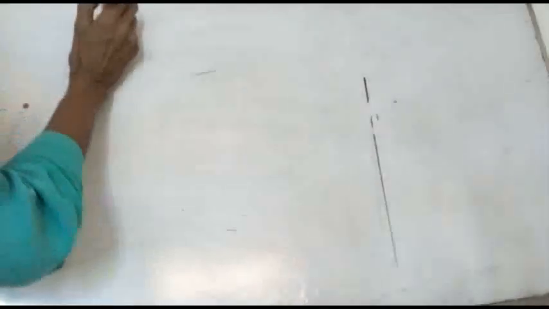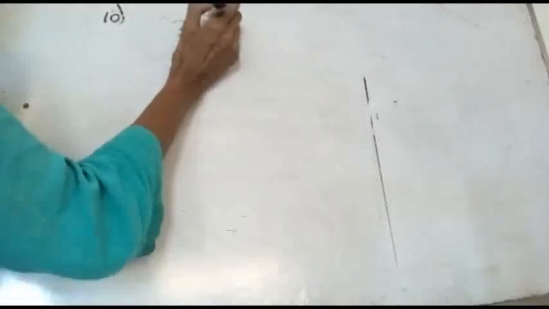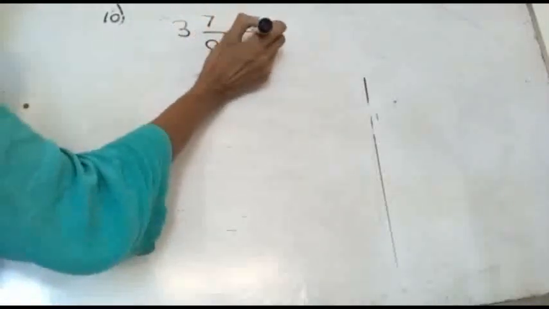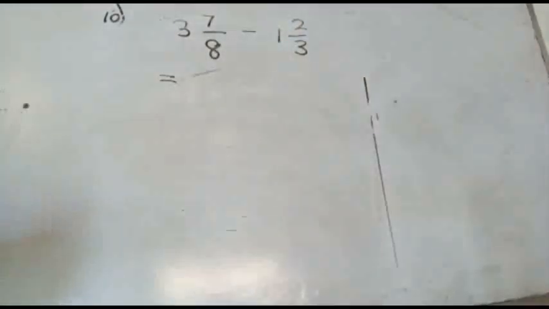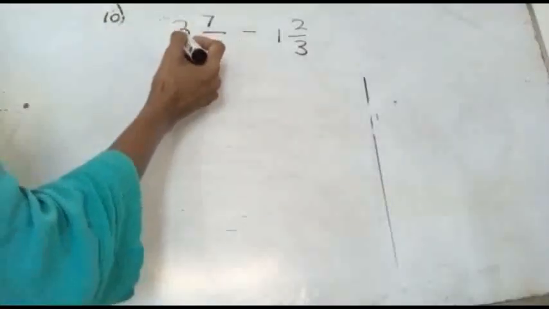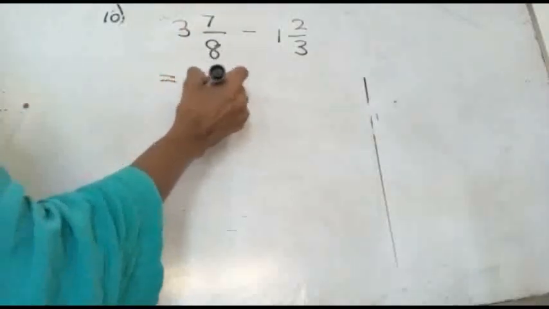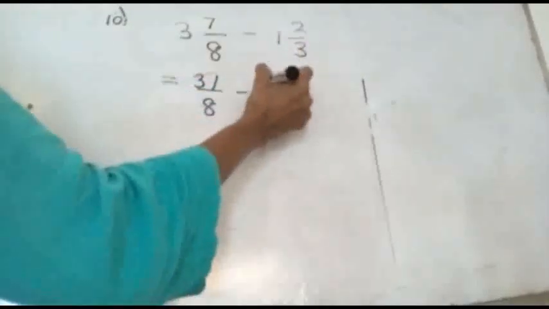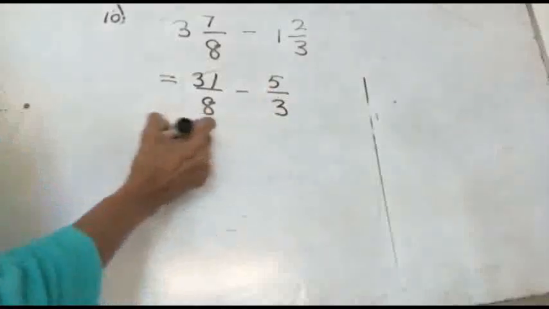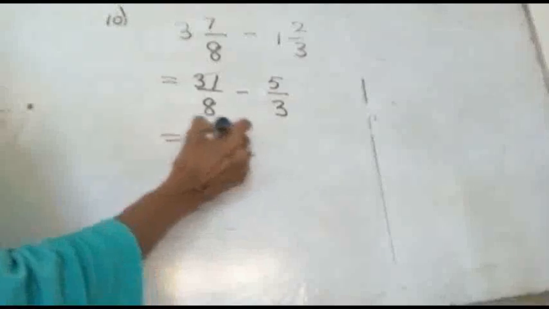Question number 10. 3 and 7 over 8 subtract 1 and 2 thirds. We convert them into improper fractions. 3 times 8, 24. Plus 7, 31. Divide by 8. Subtract. 3 times 1, 3. 3 plus 2 is equal to 5. 5 over 3. The least common multiple is 8 times 3, 24.